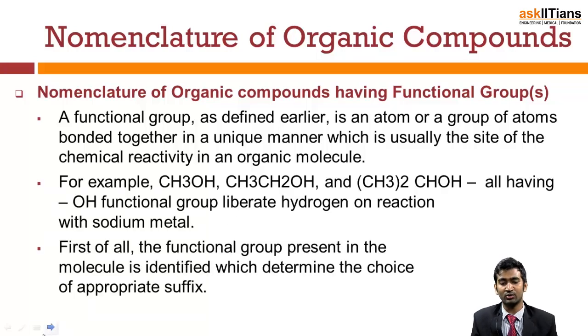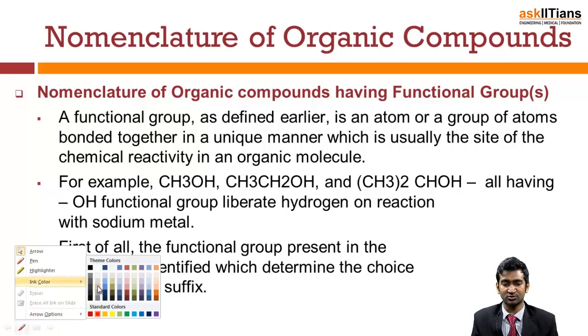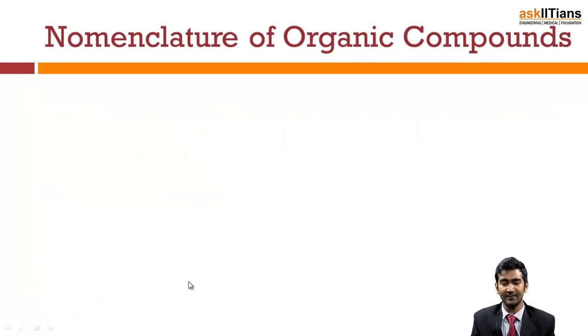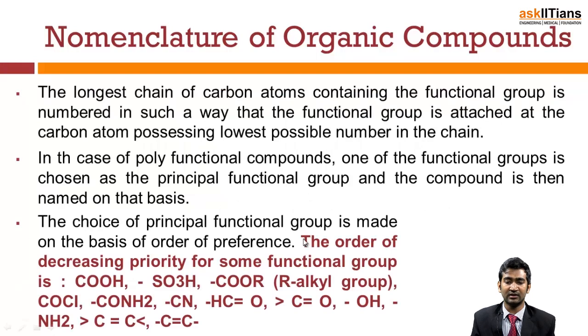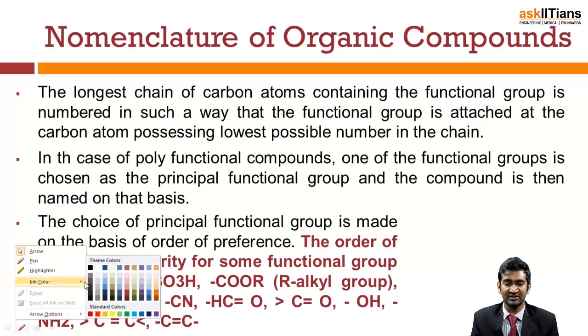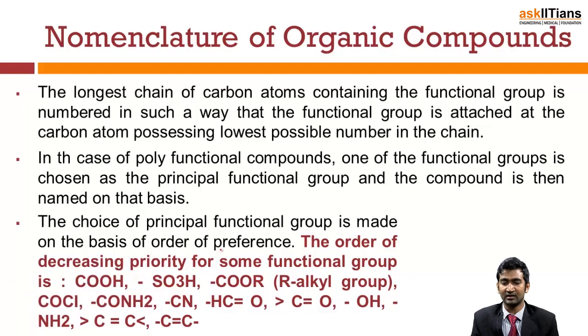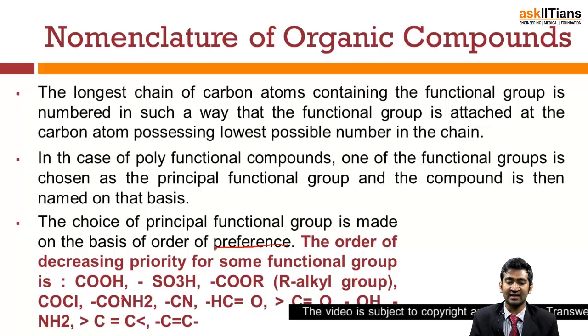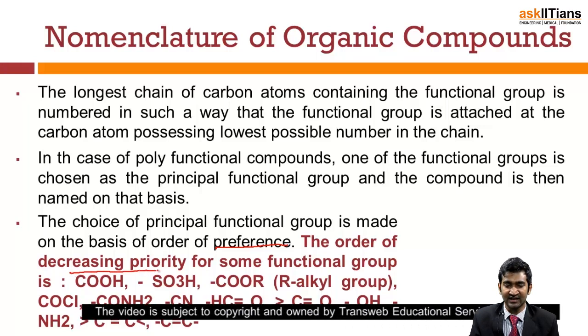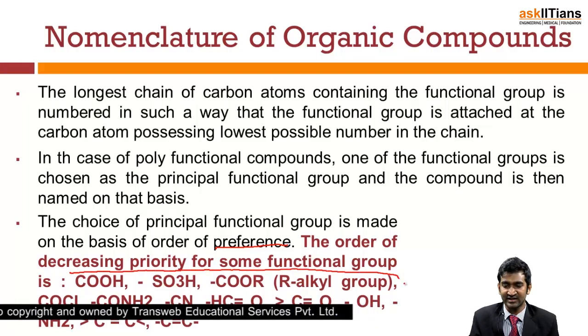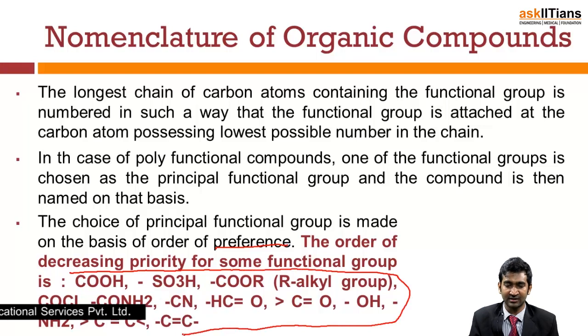First of all, we identify all those groups, and then we move on to the preferential trend. Preferential is what? The principal functions, according to the basic order of preference. So if you have multi-functional groups attached, you have to look out for the priority, and this is the decreasing priority series which I have written here.